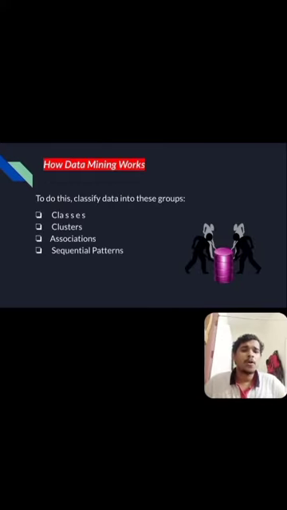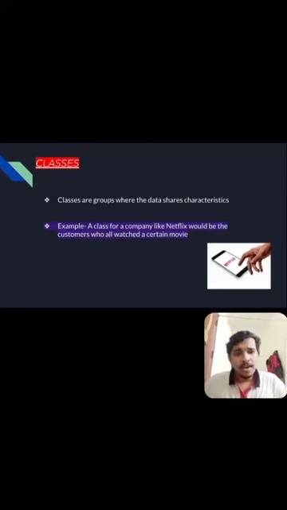And we are going to look at how data mining works. To do this, we can classify it into four different groups: classes, clusters, associations, and sequential patterns. The first one is class. As we know, Netflix is a movie streaming company. What does a class mean for them? The class for a company like Netflix means who all watched a certain movie, that 10,000 people watched a certain movie.